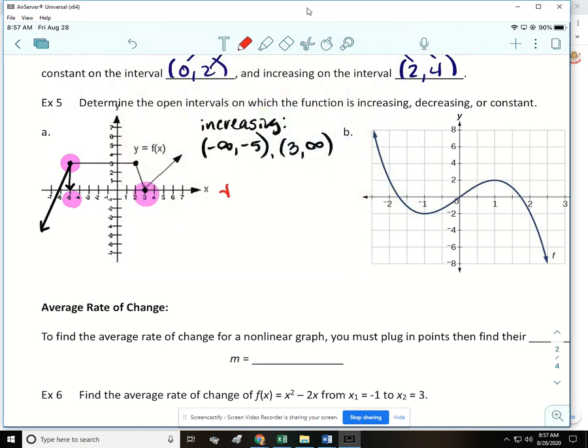All right, so let's look to see where the function is decreasing. We need to see the x value where the function starts going downhill. So we start going downhill at this point right here. The x value is 2. And then we decrease until we get to this point right here where the x value is 3.